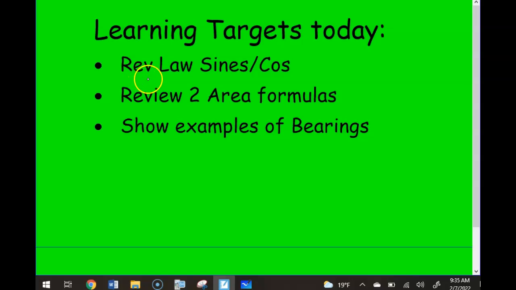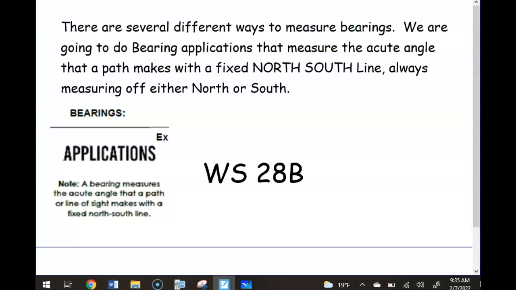So our learning targets today are just to review sines and cosines, review those two area formulas, and show you some examples of bearings questions. All right, there are several different ways to measure bearings. We are going to do bearing applications that measure the acute angle that a path makes from a fixed north-south line, always measuring off of either north or south.